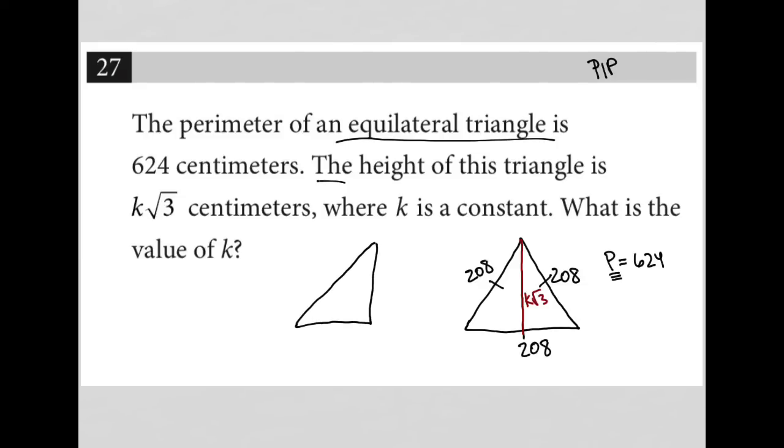So I have this right triangle here now, where this is k root 3, this is 208, and I basically have turned this bottom into 104, right? I've split this 208 into 104 here and 104 there. So this right triangle might be useful for me. So the question says, what is the value of k?